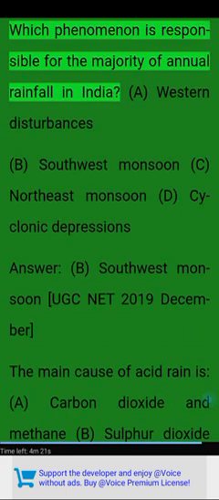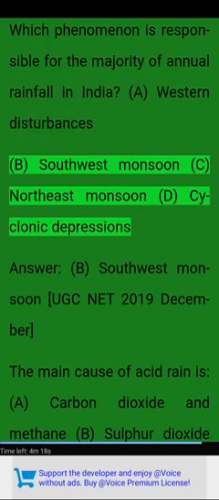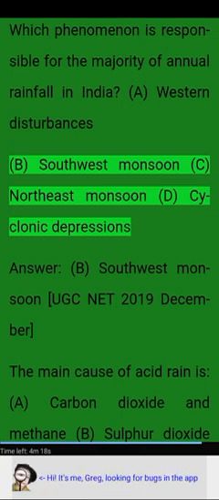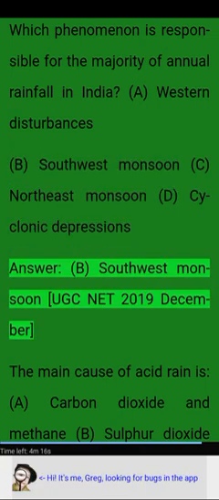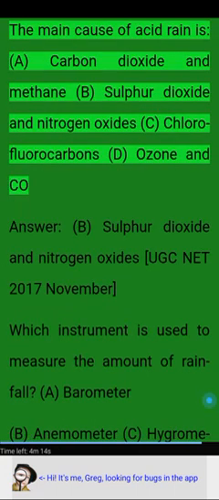Which phenomenon is responsible for the majority of annual rainfall in India? A. Western disturbances. B. Southwest monsoon. C. Northeast monsoon. D. Cyclonic depressions. Answer: B. Southwest monsoon. UGC NET 2019 December.